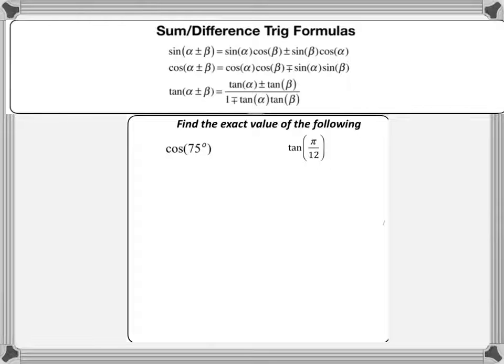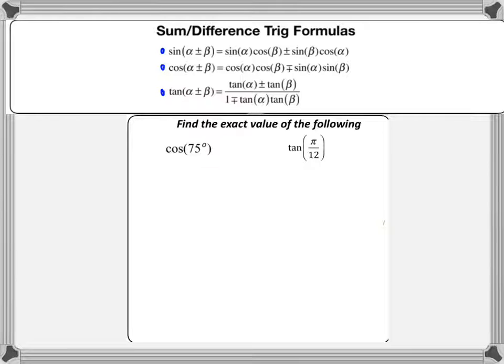What the sum and difference trig formulas are is that for sine, cosine, and tangent, when you are adding or subtracting two angles, that requires a different algorithm. That means we're not able to just distribute sine into each one of those. It plays out a little bit differently, as you can see on the right-hand side of the equal sign.